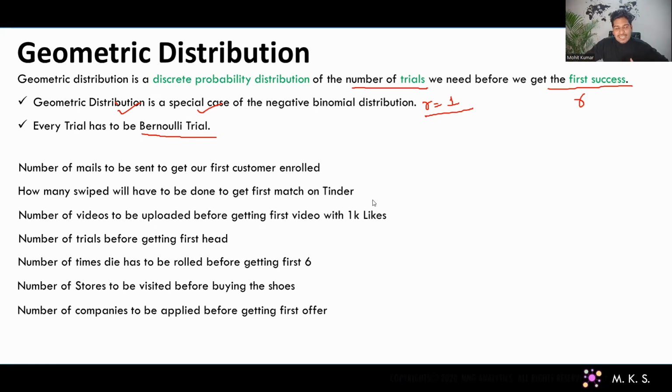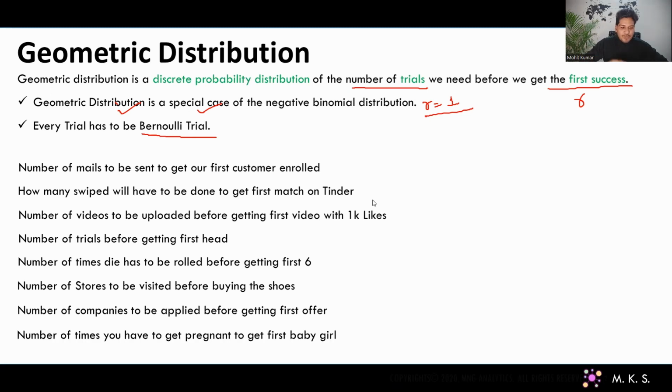Practical example, guys. If you are a working professional, then you can understand this. It's not like in the first company itself you will get the job, right? You have to apply to multiple companies and then you get your first offer, right? So that random variable will follow geometric distribution.